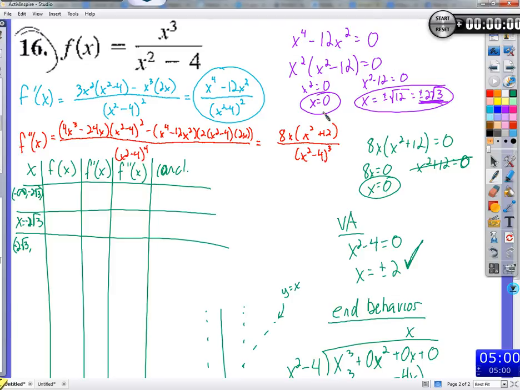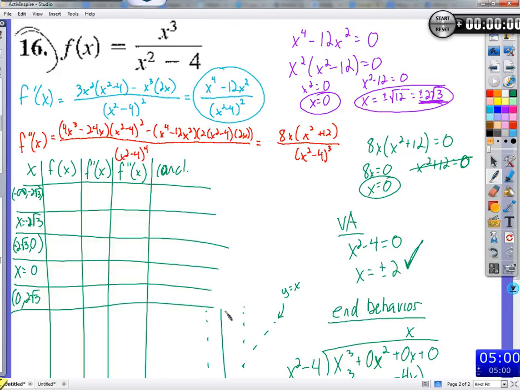0 is also of interest for the first and the second derivative. So we come up to 0, and then we let x equal 0. And then we go between 0 and positive 2 root 3, and then x equals 2 root 3, and we go from 2 root 3 to what? Positive 2, we already have that marked as our vertical asymptote.